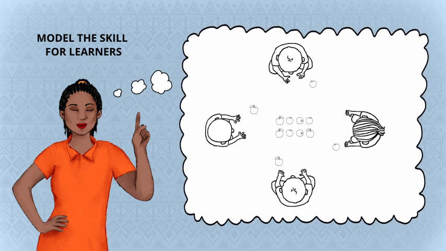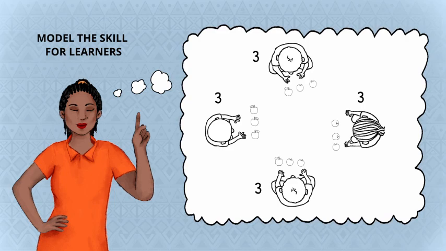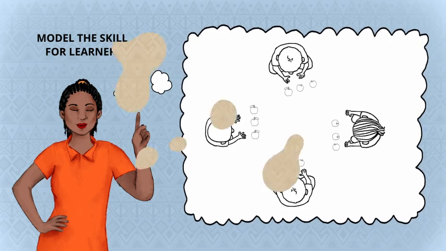Then Selo gives 1 apple to Bongi, 1 apple to Neo, 1 apple to Helen, and 1 to himself. Now each of the friends has 2 apples. There are still 4 apples in front of him. He gives 1 apple to Bongi, 1 apple to Neo, 1 apple to Helen, and 1 to himself. Now each of the friends has 3 apples. Selo shared the 12 apples between 4 of them. They each have 3 apples.